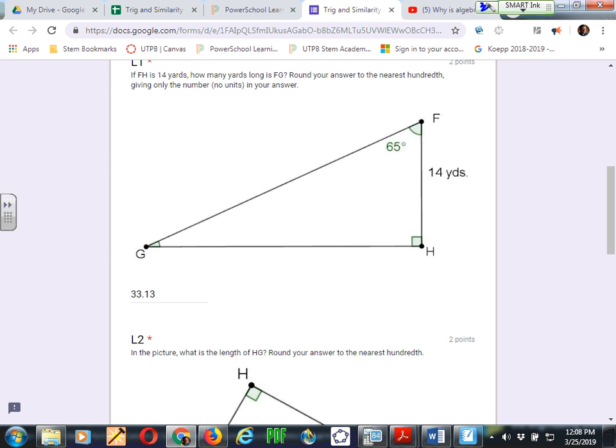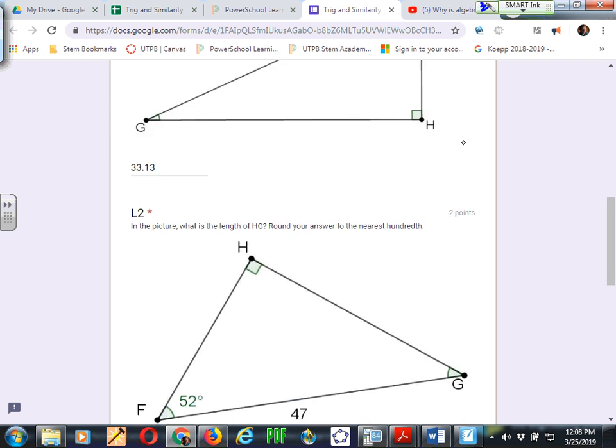You can also look at this and say, well, I know that if this were a 30-degree angle, because you see it's really a 25-degree angle, if it were 30, the hypotenuse would be twice the 14. It would be 28. This is a little bit smaller than 30, which probably makes this a little bit longer than 28, and 33 is a reasonable answer from that point of view.